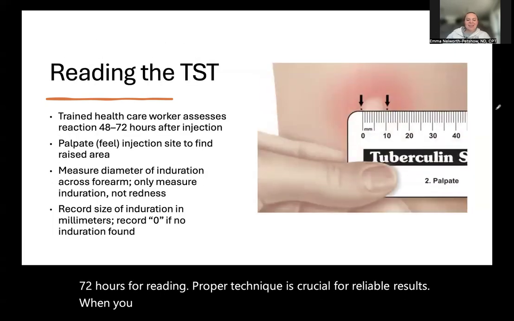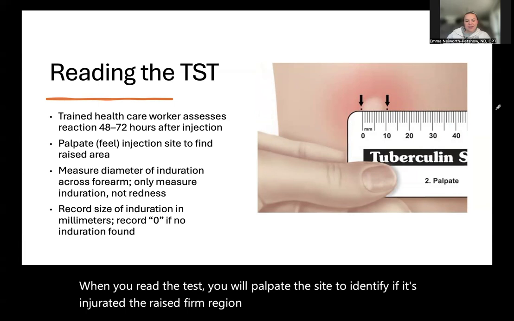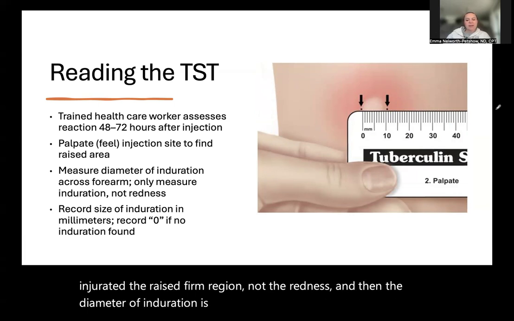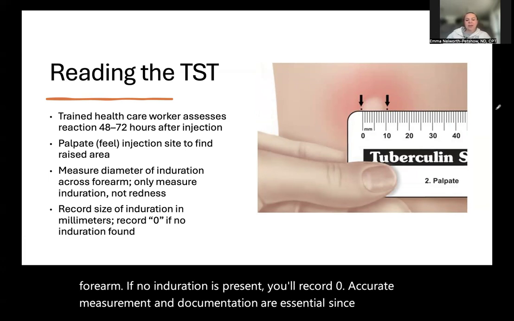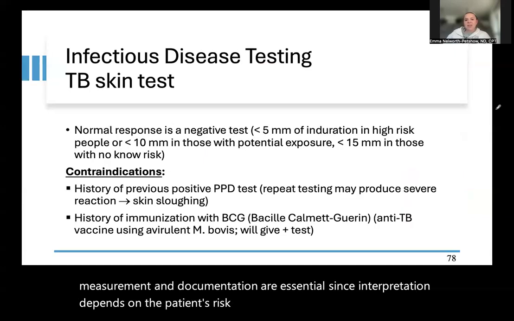When you read the test, you will palpate the site to identify if it's indurated, the raised firm region, not the redness. And then the diameter of induration is measured in millimeters across the forearm. If no induration is present, you'll record 0. Accurate measurement and documentation are essential since interpretation depends on the patient's risk category and comorbidities.